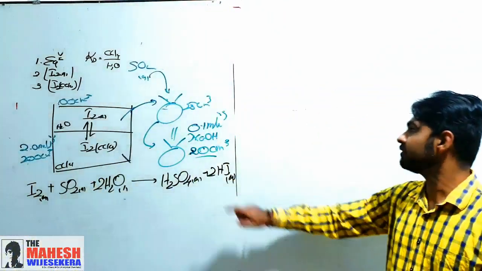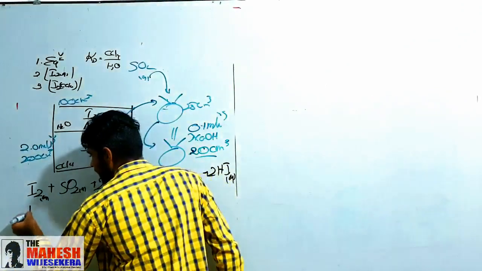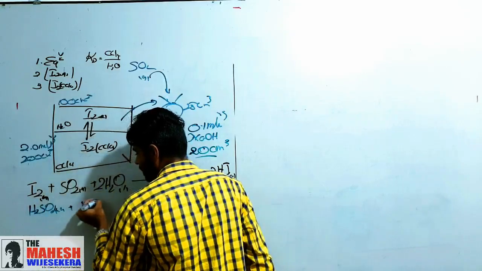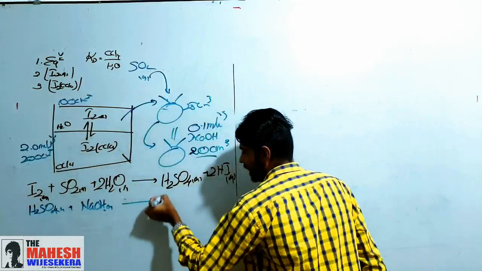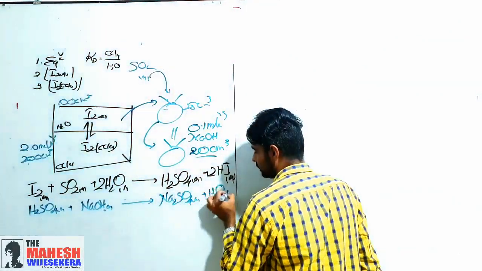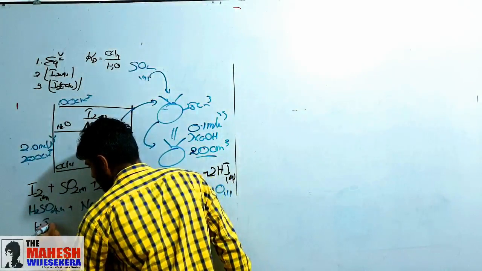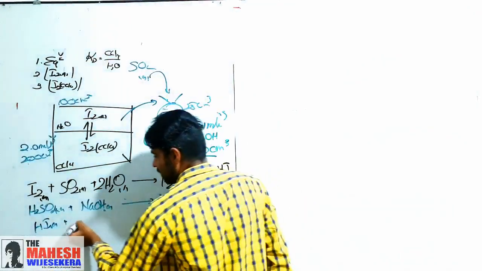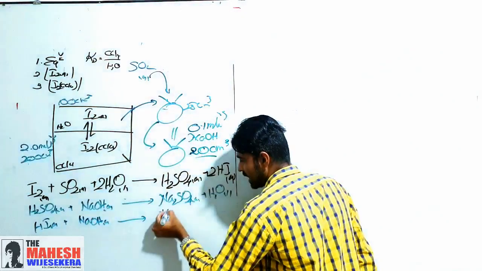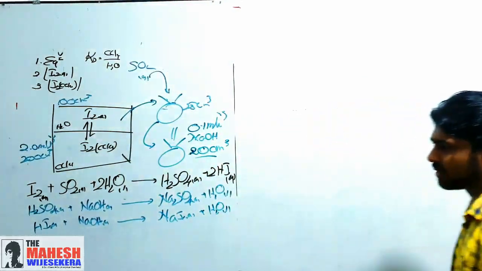Then you are titrating this with sodium hydroxide. So our H2SO4 reacts with NaOH to give Na2SO4 plus H2O. Similarly, HI reacts with NaOH to give NaI plus water. Right? This is what happens.